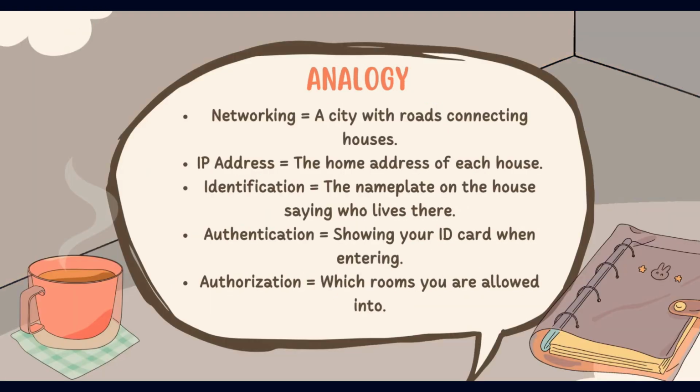Think of networking as a city with the roads connecting houses. The IP address is like the house address. Identification is the nameplate outside the house. Authentication is showing your ID card when you enter. Authorization is deciding which rooms you are allowed to access. This makes it easier to remember the concepts.